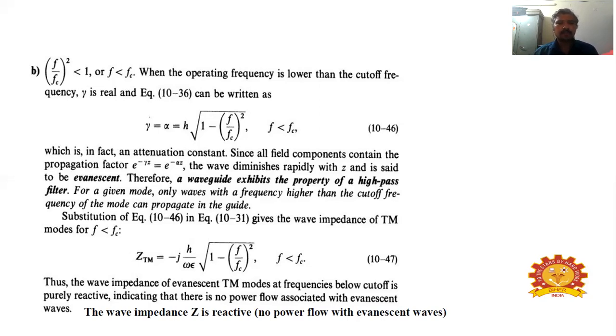Substitution of the equation gives the wave impedance of a transverse magnetic wave mode for F less than Fc. That is, Z of TM is equal to minus j into h by omega epsilon into root of 1 minus (F by Fc) whole squared, when F is less than Fc. Thus, the wave impedance of an evanescent transverse magnetic mode at frequencies below cutoff is purely reactive, indicating that there is no power flow associated with evanescent waves. The wave impedance Z is reactive.